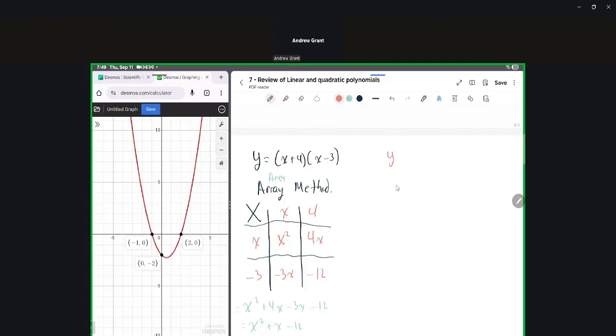The other way I want to show you how to deal with this, and I'm going to cheat and actually color code this one for us. This is called using the distributive property.